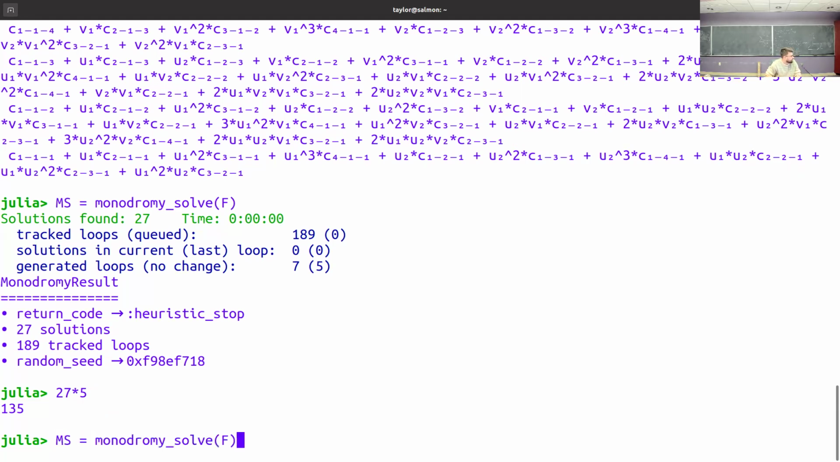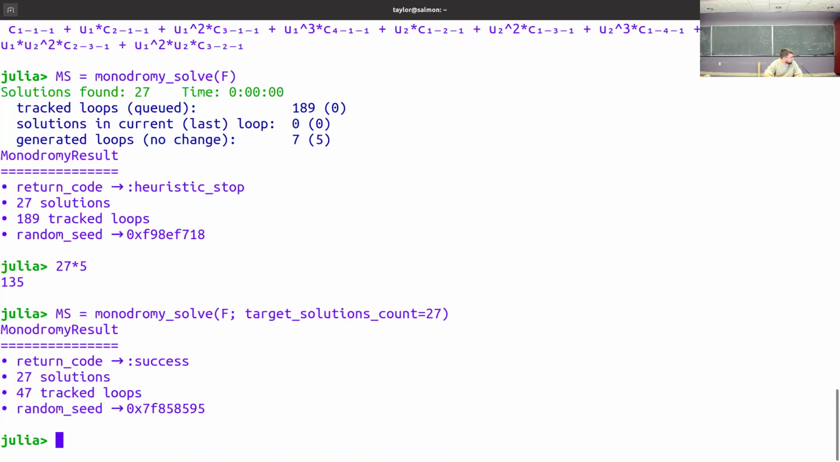If you already know the number of solutions, then you can just use that and put that in, and it'll stop as soon as it finds that many. Right? Why not? You already know the answer. Why are you trying to find more solutions if you've already found 27? And there you go, 47 points that had to go around in loops. So that number 47 is measuring how difficult it was to solve.